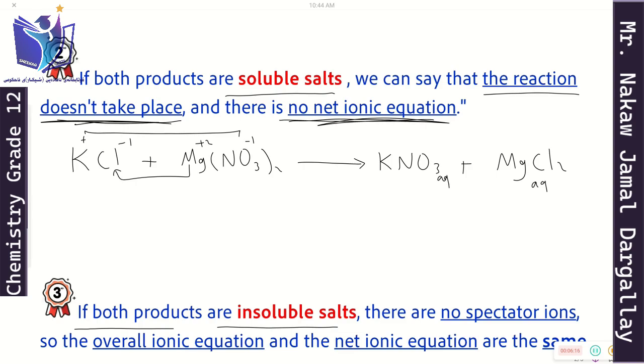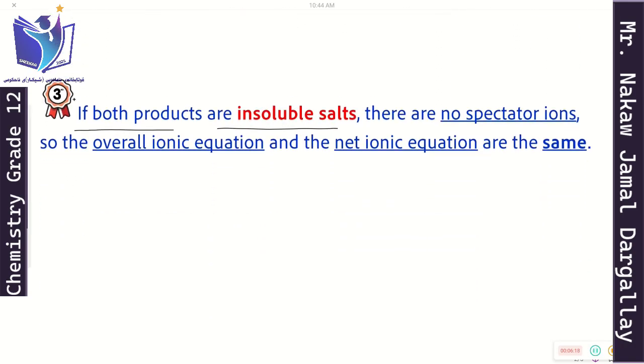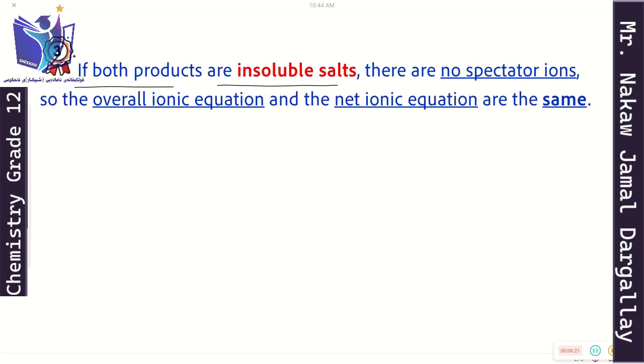The last case, if both products are insoluble. In this case, we have no spectator ions, but we have net ionic equation. The overall ionic equation is equal to the net ionic equation. For example, a reaction between calcium sulfide, CaS, with magnesium sulfate, MgSO4.